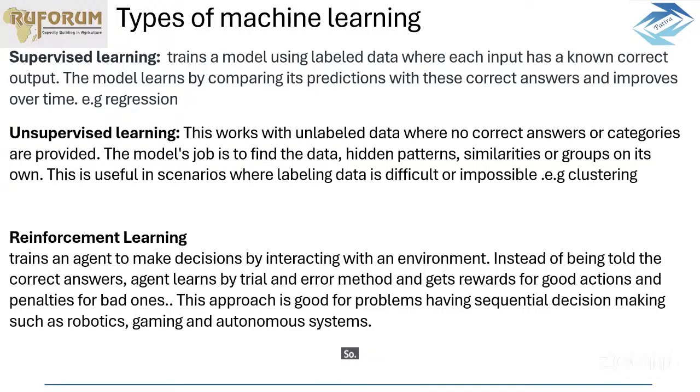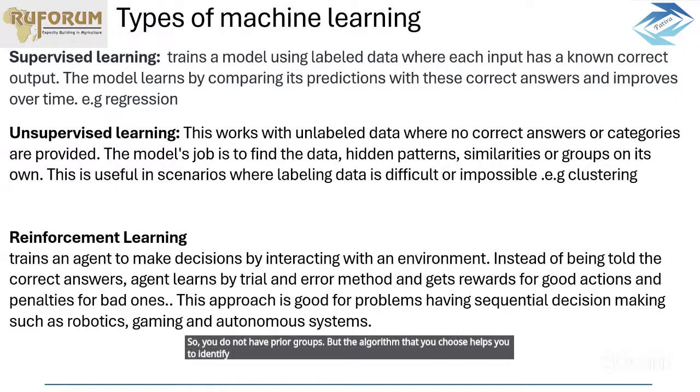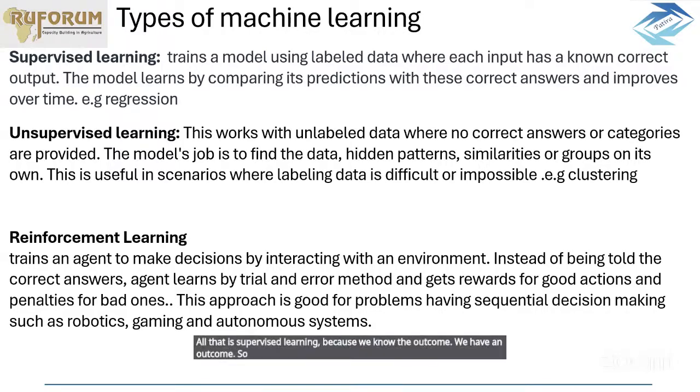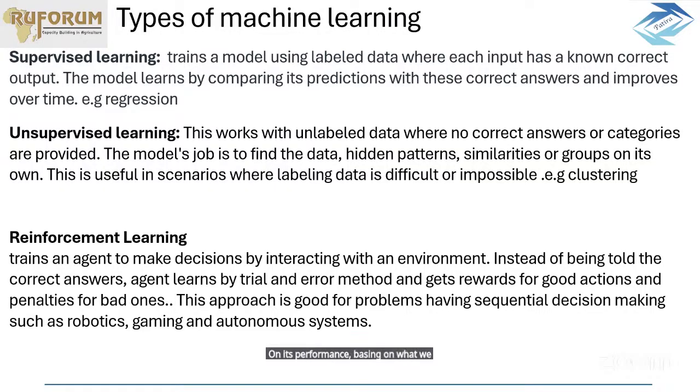So you do not have prior groups, but the algorithm that you choose helps you to identify, and then you look at characteristics and you are able to say that these ones look similar, they behave like this, we can name them this, okay? That's the difference really between supervised learning and unsupervised learning. So when you're doing things like linear regression, like we did yesterday, all that is supervised learning because we know the outcome. We have an outcome. So we are judging the model on its performance basing on what we know that the outcome should have been like.